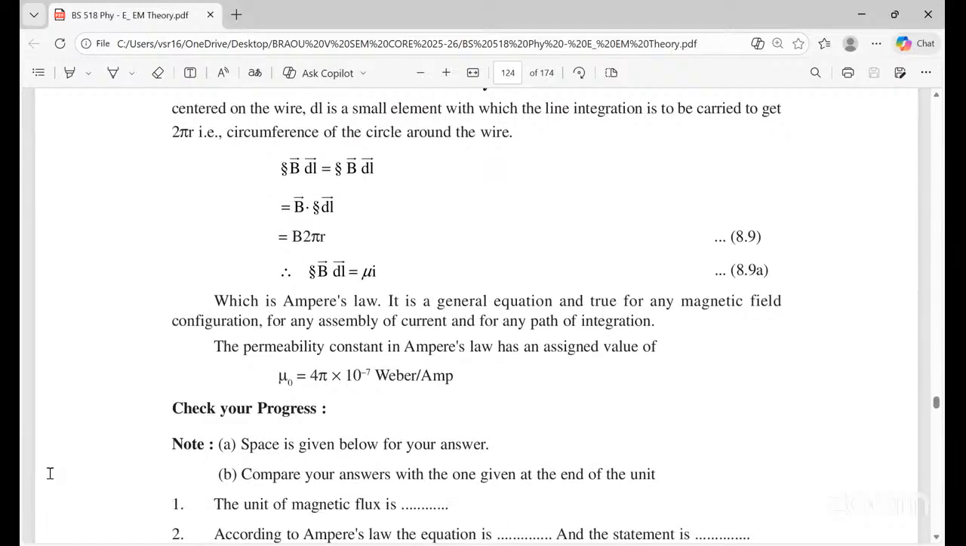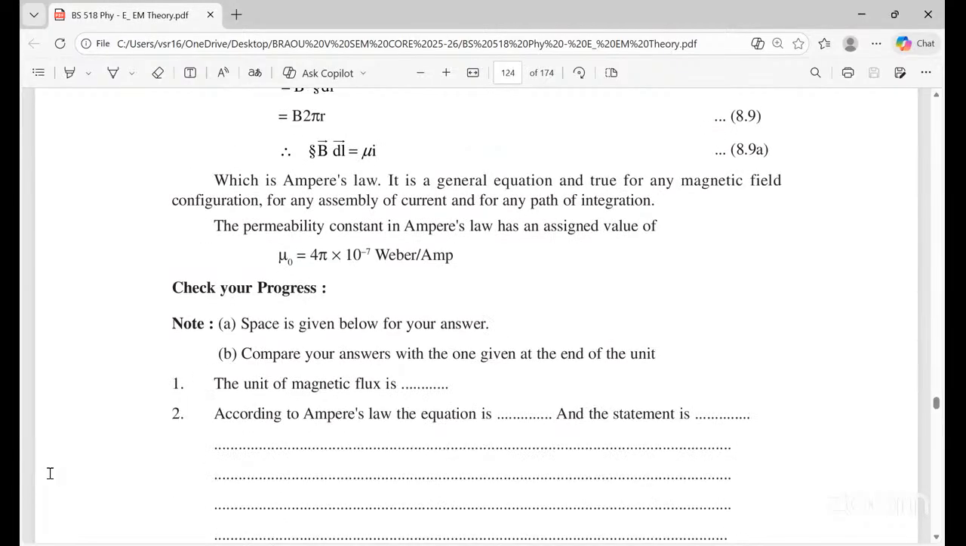I. And what is the permeability? Mu naught. What is your mu? In electrostatics, epsilon naught, permittivity. In magnetostatics, permeability. Okay.